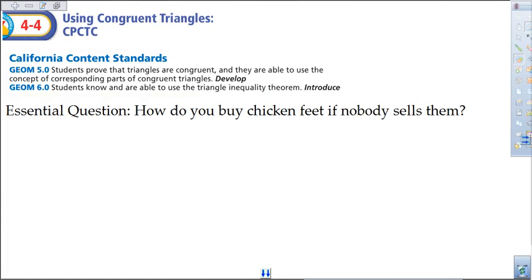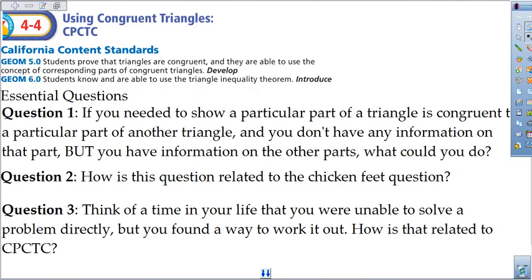Okay. Is that really our essential question? Sort of. You'll see as we come along, okay? I want you to keep it in mind, okay? So, let's see what our essential questions are.